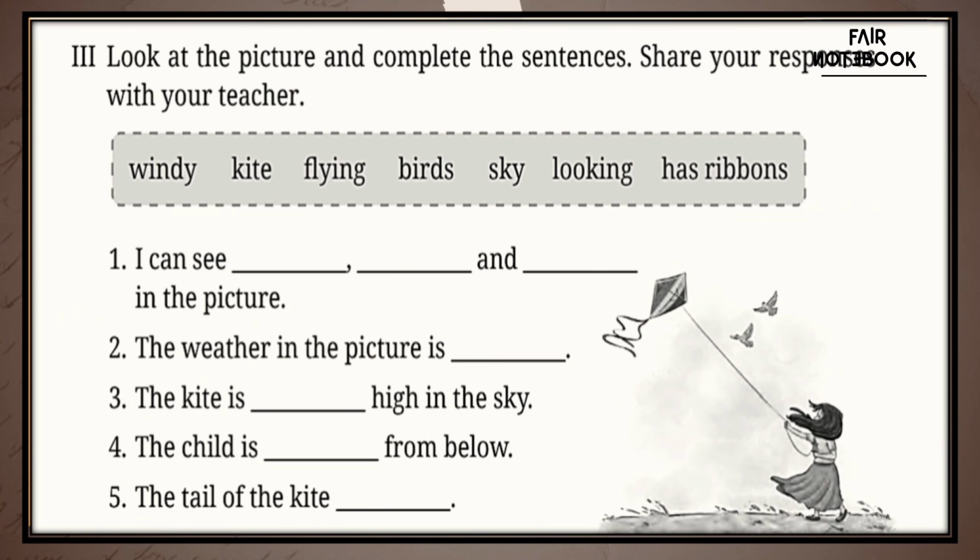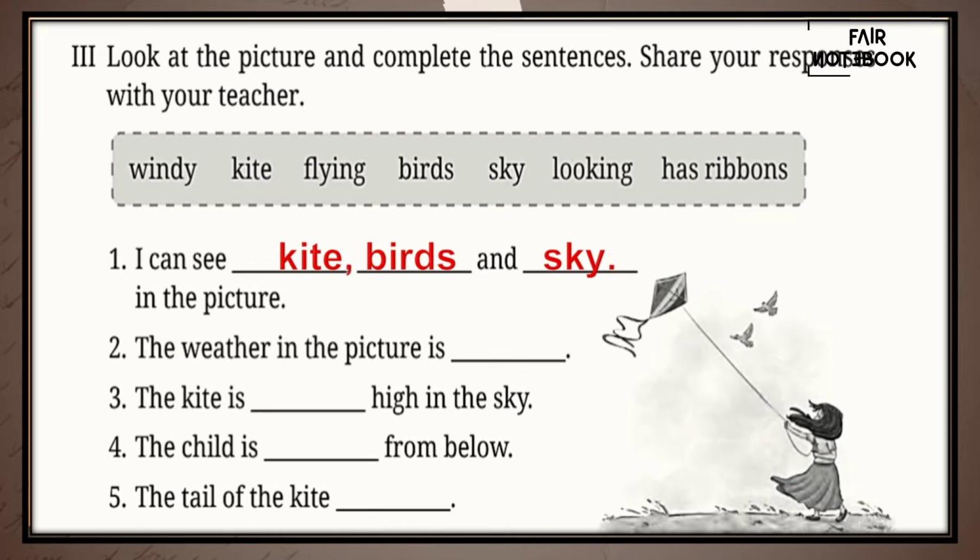Look at the picture and complete the sentences. Share your responses with your teacher. Windy, kite, flying, birds, sky, looking, has ribbons. First, I can see kite, birds, and sky in the picture.